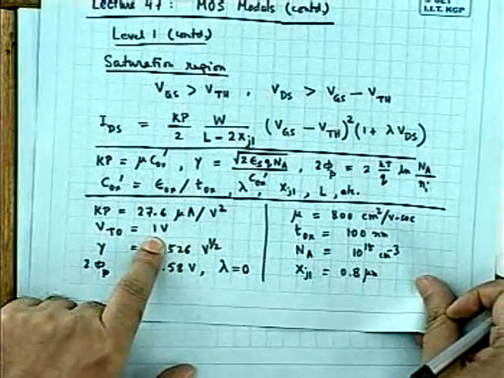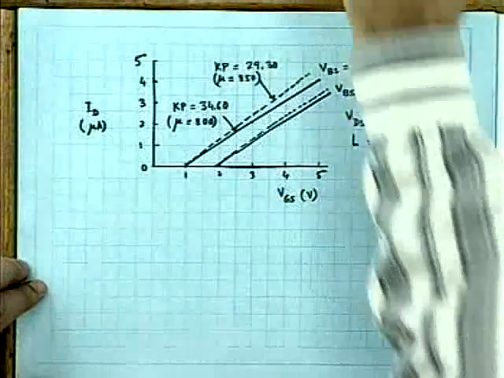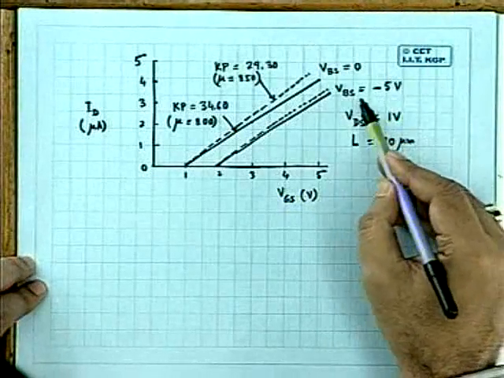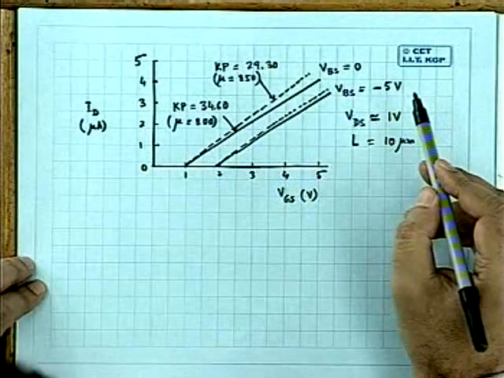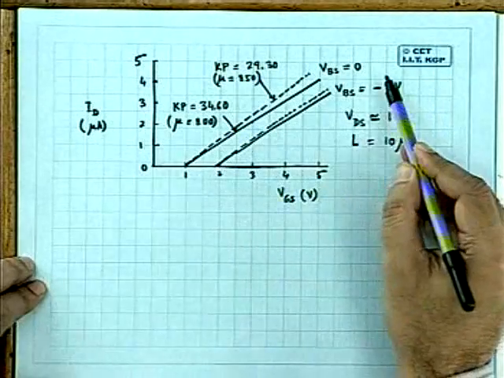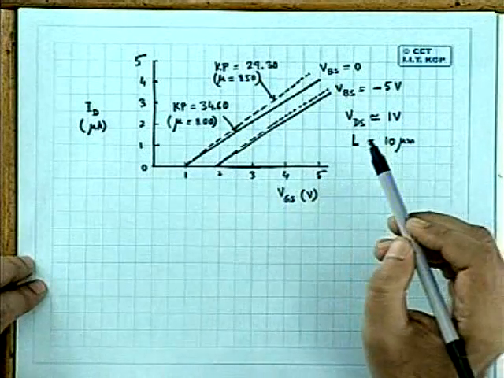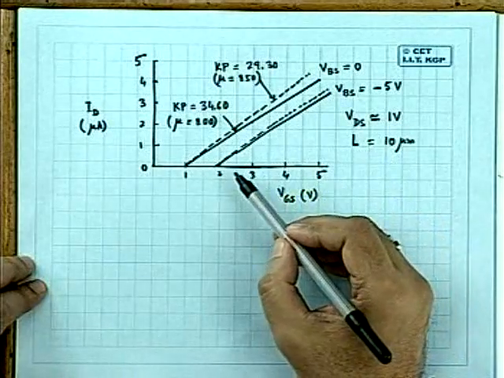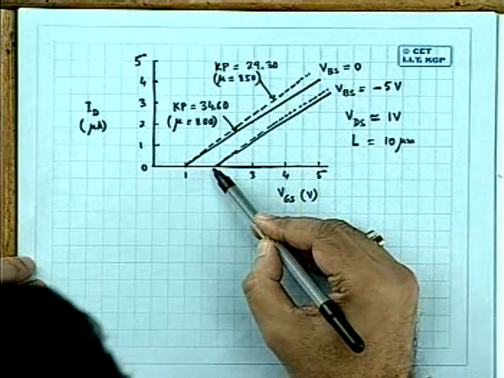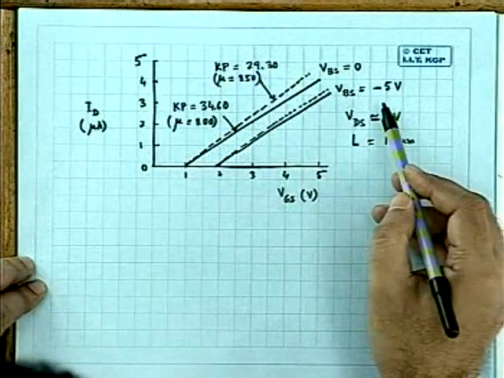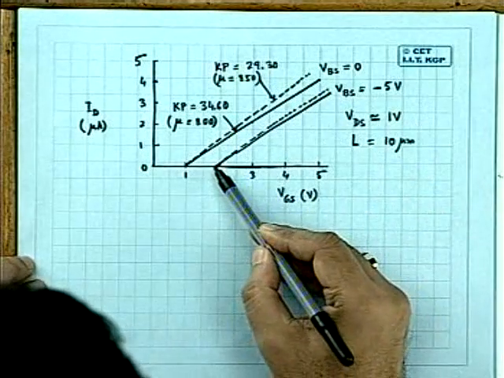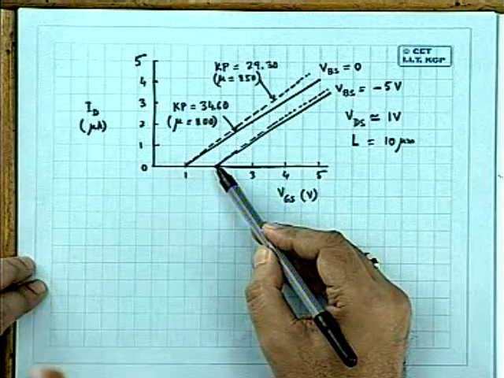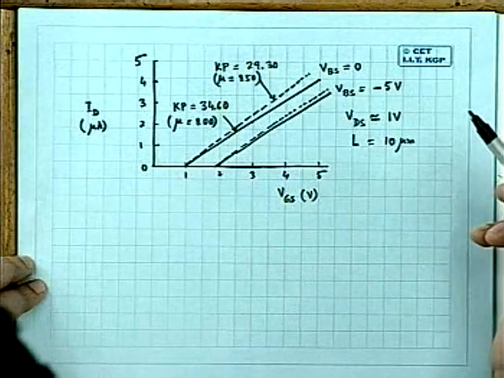VTO is 1 volt. But then with a minus 5 volt reverse bias at the body, at the substrate, the curve shifts and VTO becomes, not VTO, the VTH becomes roughly around 2 volt, 1.9 volt kind of voltage.